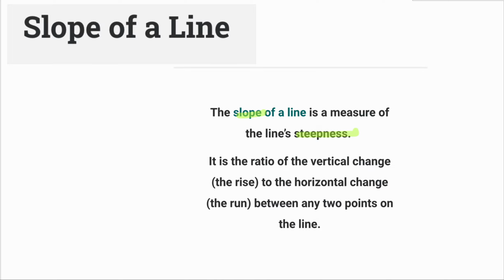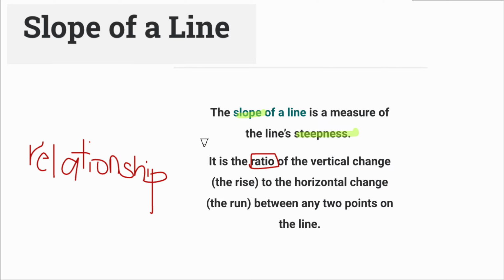I also see the ratio, which is going to mean the what? The relationship. And if there's a ratio or a relationship, that means that one thing does what? Relates to the other, or one thing affects the other.